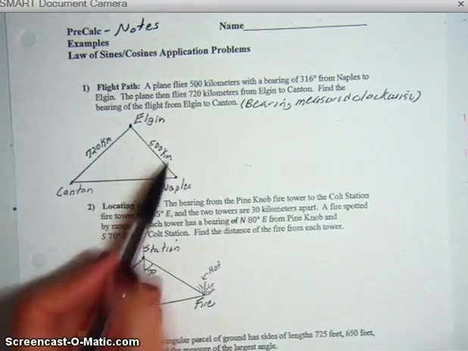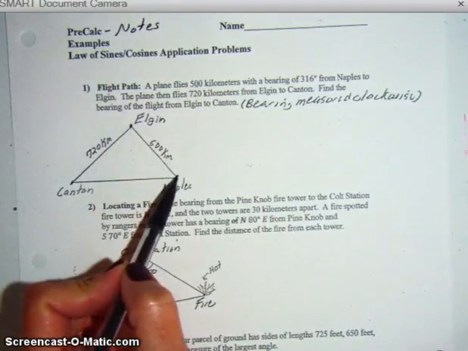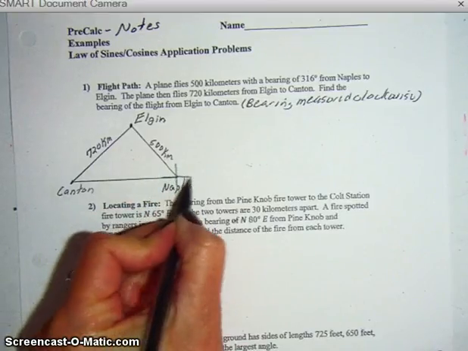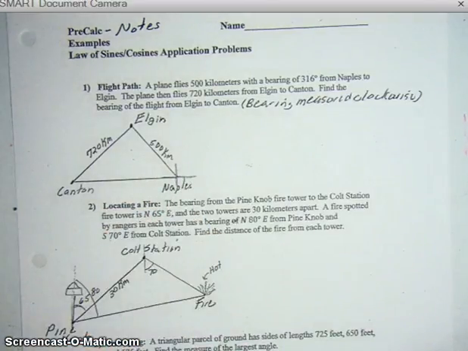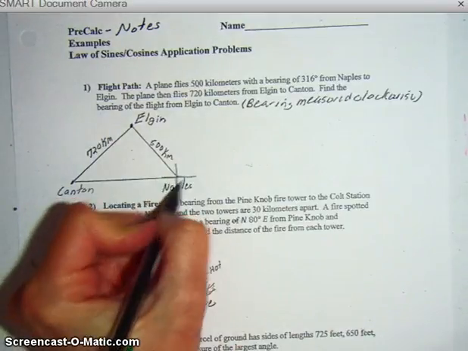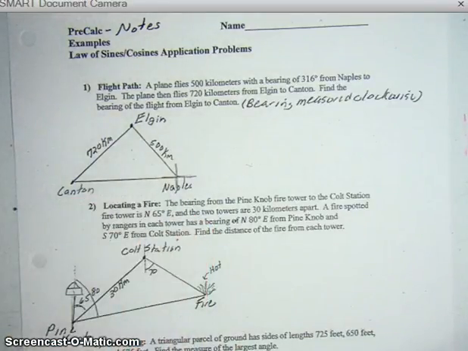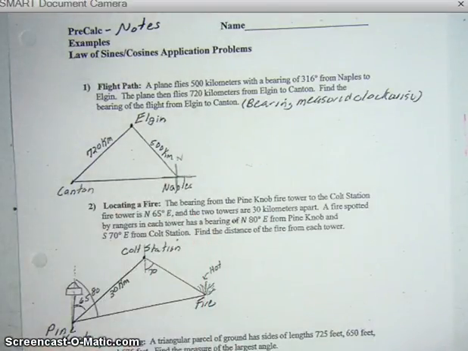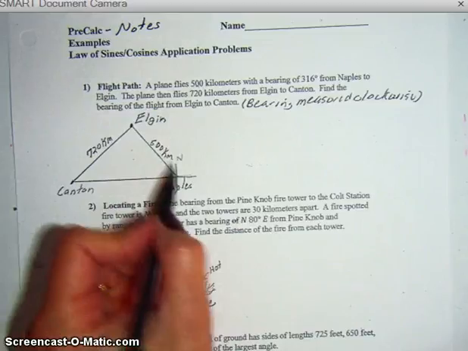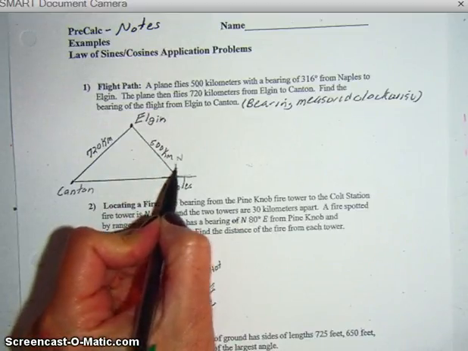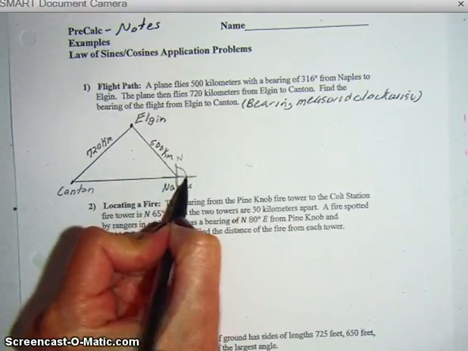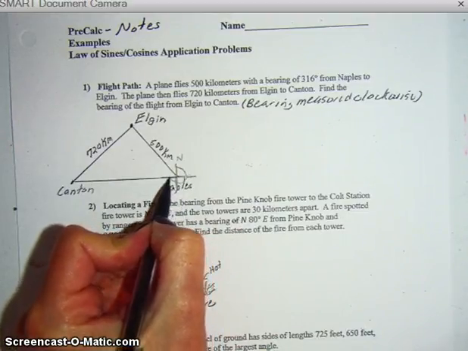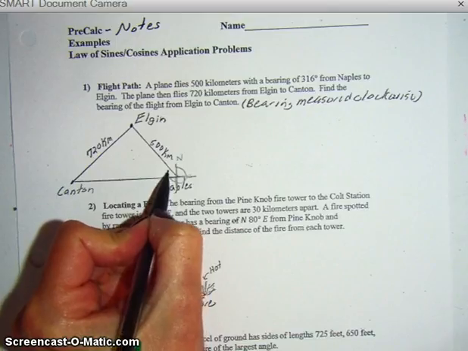Say Naples to Elgin from a bearing of, then that means at Naples, you've got to put your north, south, east, west line. Okay? How to draw a bearing of 316. A bearing of 316 means from due north. So start up here at due north. Here's 90. Here's 180. Here's 270. Here's 316.